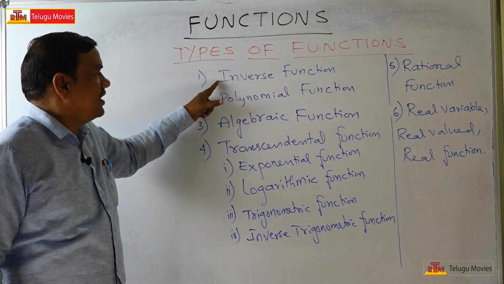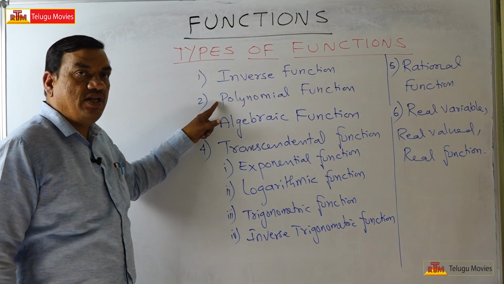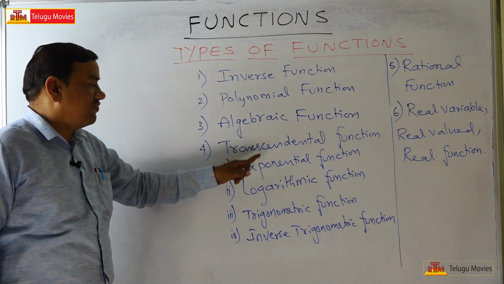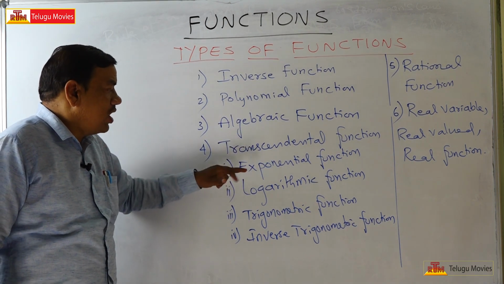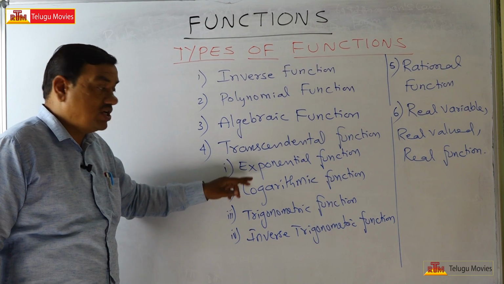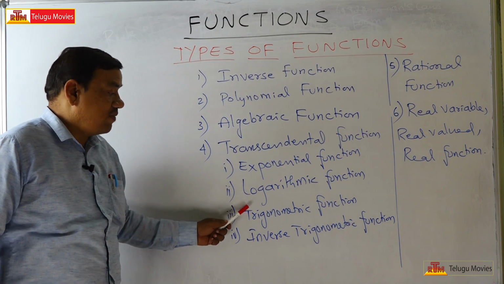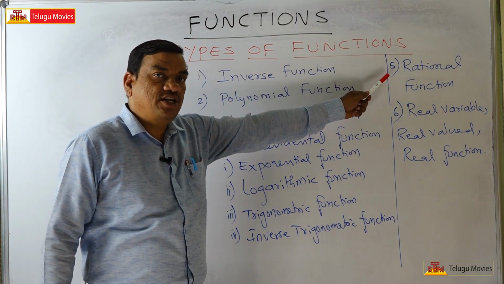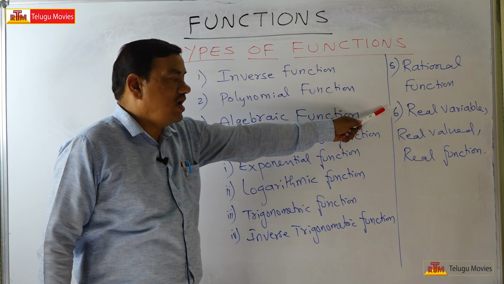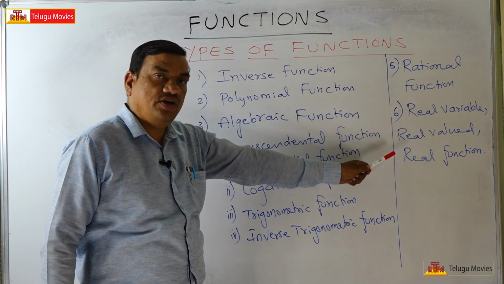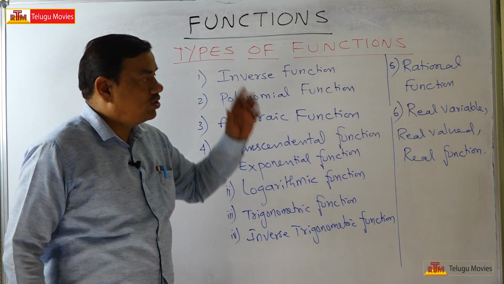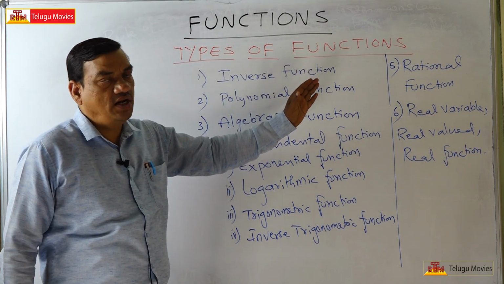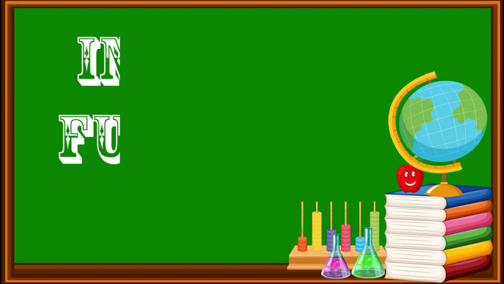That is, one is an inverse function, second one is polynomial function, algebraic function, transcendental function. In transcendental we will get exponential function, logarithmic function, trigonometric function, inverse trigonometric function. Here we will get rational function, here real variable function, real valued function, real function. Okay? So now we are going to explain these functions in today's class. So let us start our class.